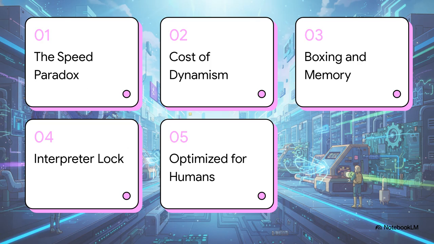So here's our architectural blueprint for today's teardown. We're going to look at the Python speed paradox, the cost of dynamism, boxing and memory overhead, the infamous global interpreter lock, and finally, why being optimized for human time makes all of this a brilliant trade-off.